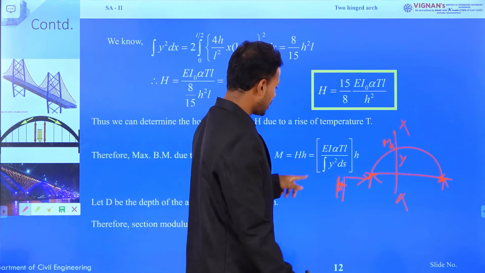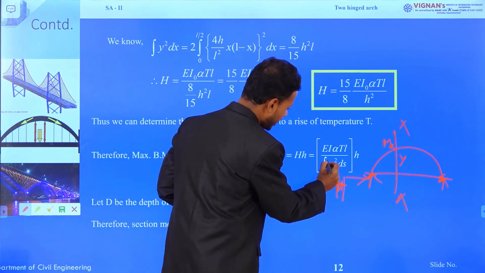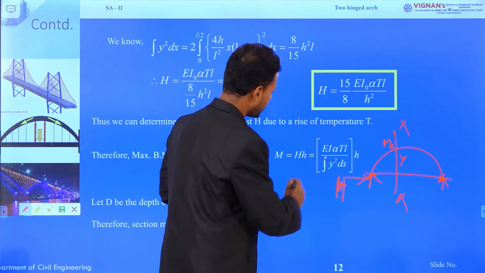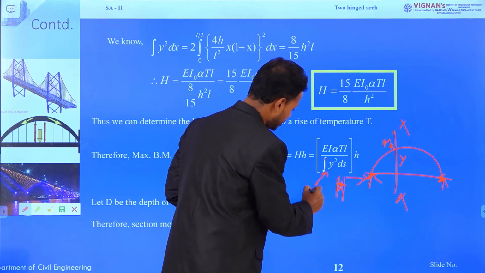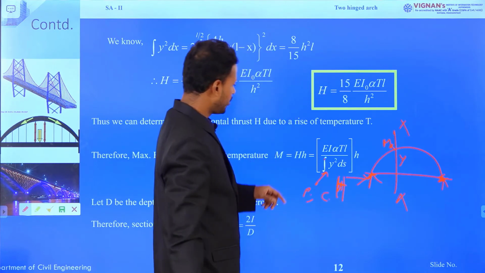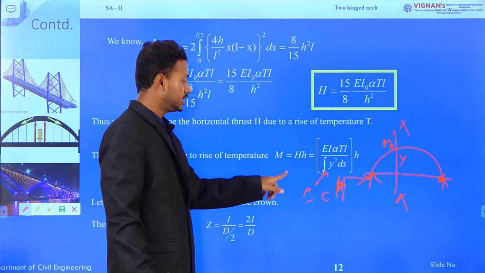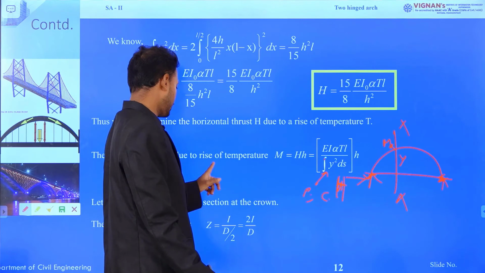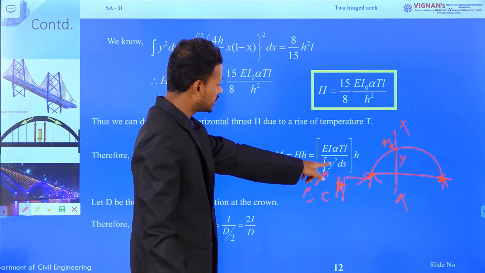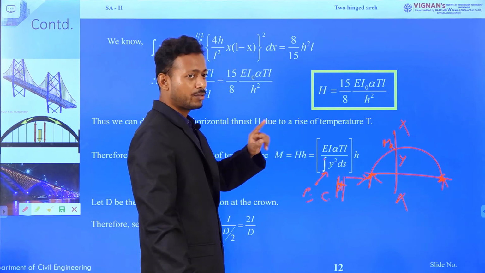That is why we are putting here integration y square ds, because it will change for parabolic arch and for circular arch. Therefore, this is the common or generalized expression for maximum bending moment due to temperature rise. Now, we will evaluate integration y square for parabolic and for circular also.